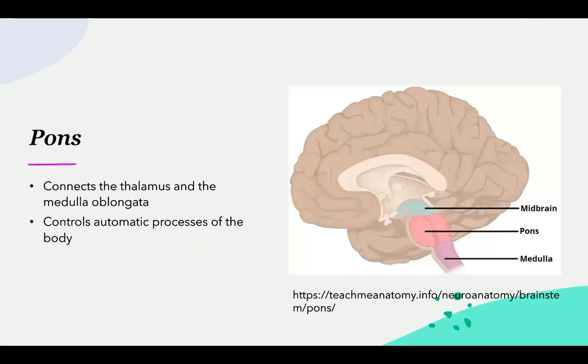The next structure we will discuss is the pons. This structure connects the thalamus with the medulla oblongata, and it helps control the body's automatic processes such as breathing, blinking, your heart beating, things that you don't really have to think about. And you can see the pons here in the middle of the midbrain and the medulla.